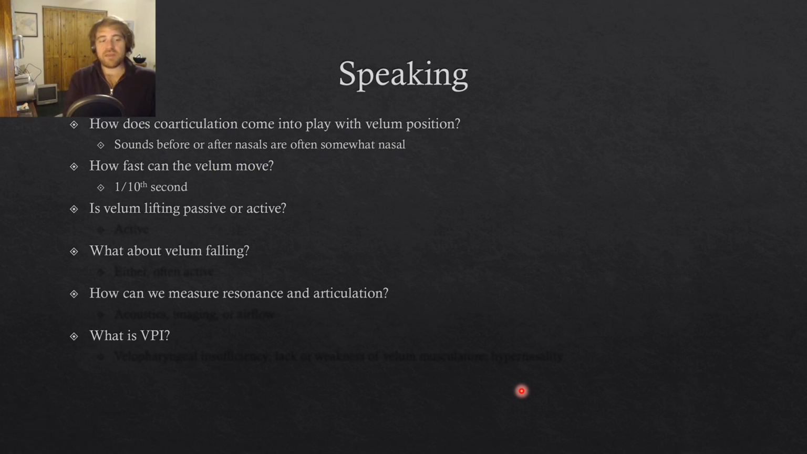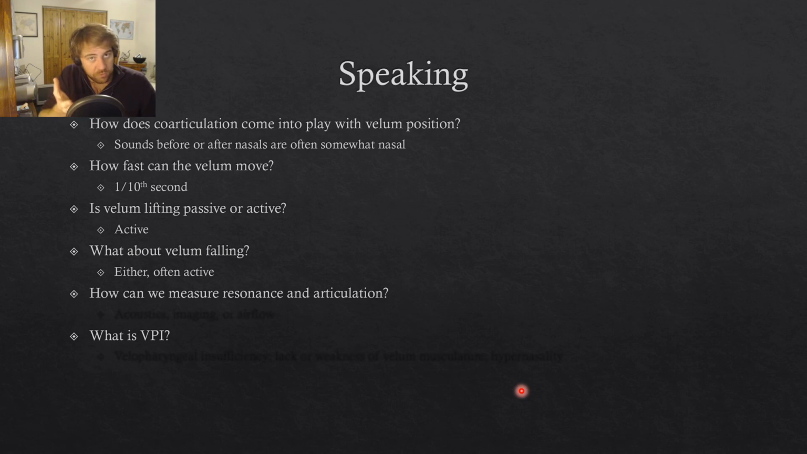Is velum lifting passive or active? It's always active. Always requires muscular contraction. What about velum falling? Can be either. It's often active, depending on what we're doing, depending on the words that we're saying, but it can be either. So if we're just allowing it to relax back to where it goes because we're done talking or because we're saying things that do not require an open velum, then it can just fall on its own. But it can be active as well.